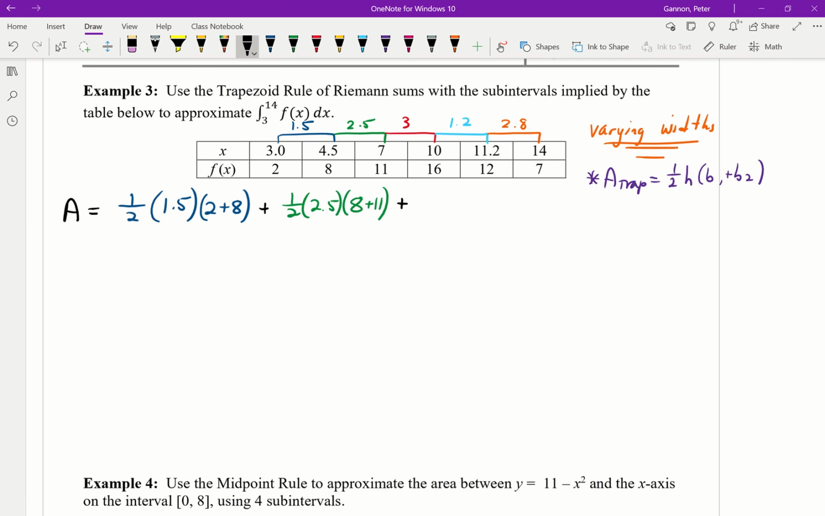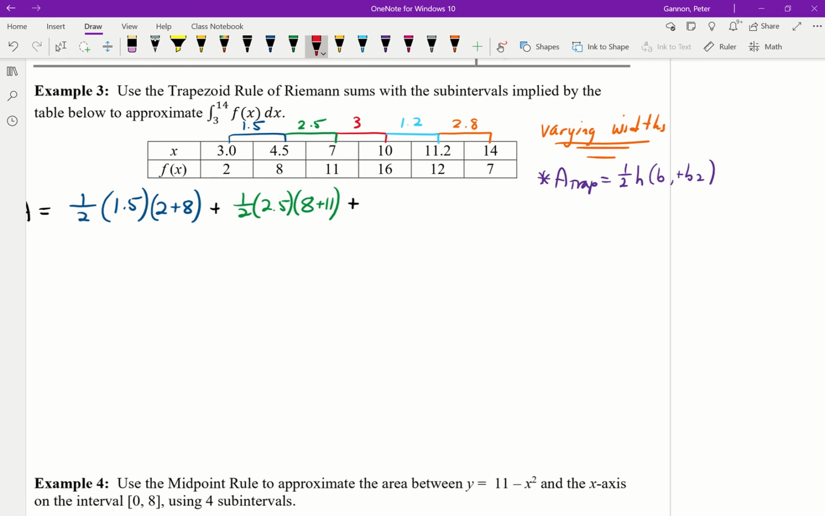My next trapezoid is the one that has a width of 3. So we're going to have 1/2 3, and then the bases are 11 plus 16. Next, I have the trapezoid with a width of 1.2. So we have 1/2 of 1.2, and then the bases are 16 and 12. And finally, we have the trapezoid that has a width of 2.8. So the height, whoops. Sorry, I was trying to color code all this. So it's 1/2, the height is 2.8, and then the bases are 12 and 7.